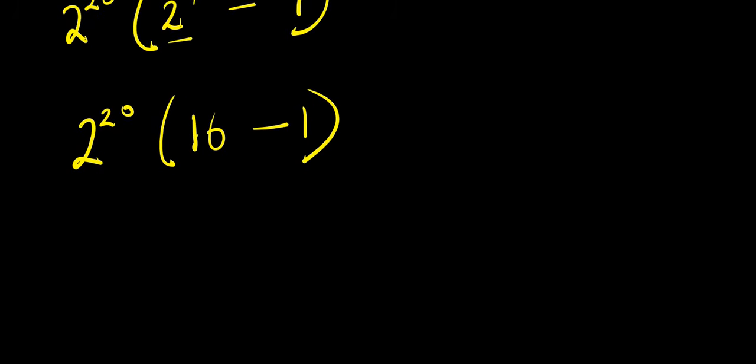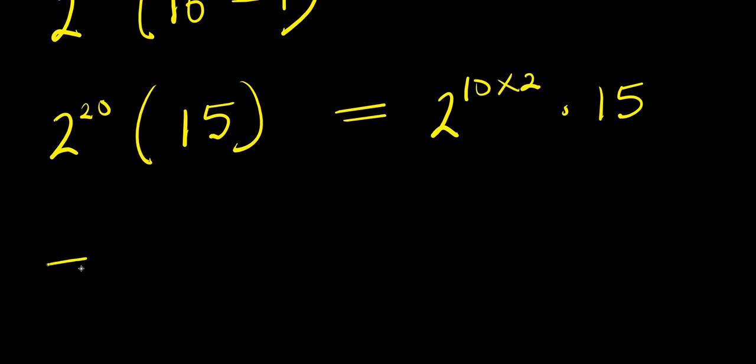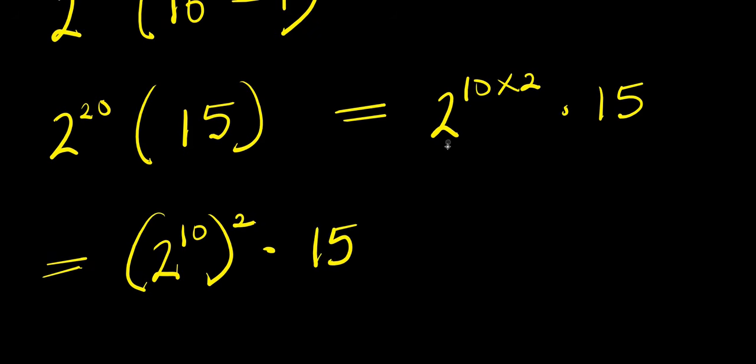So from here, we have 2 power 20 times 16 minus 1, that is 15. Now remember, 2 power 20 is 2 power 10 times 2, and this is times 15. And we can also express this as 2 power 10 raised to the power of 2, times 15.